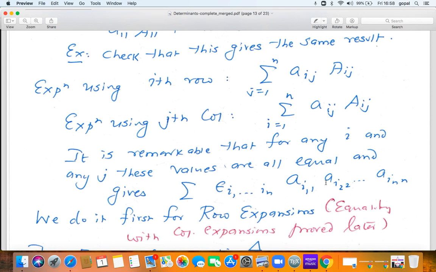The moment I say the determinant of A equals determinant of A transpose, it will immediately follow that whether you expand with respect to any row or any column, you're going to get the same thing. So how to prove that determinant of A equals determinant of A transpose? That will be the very last slide.